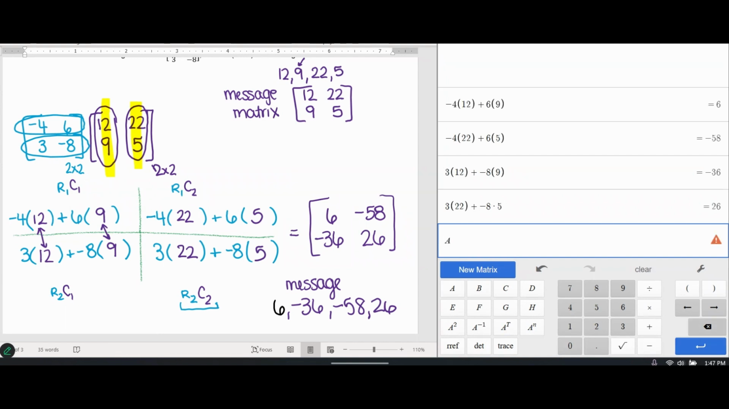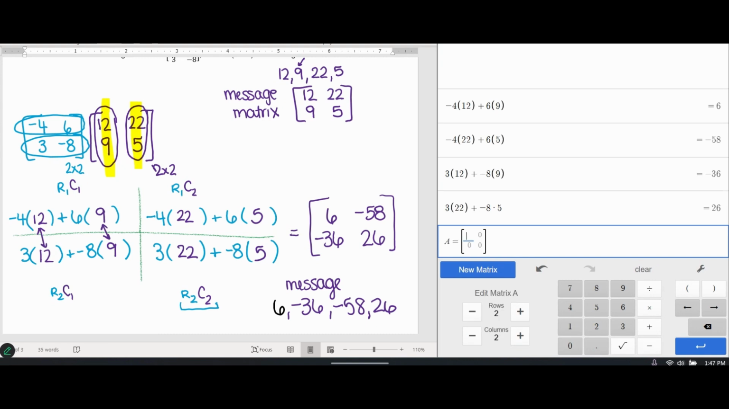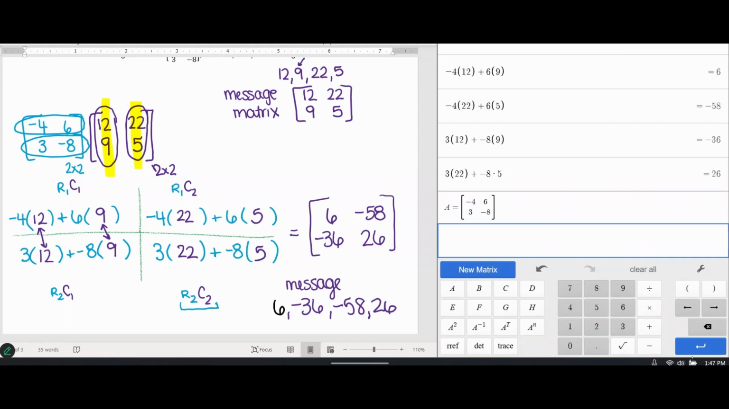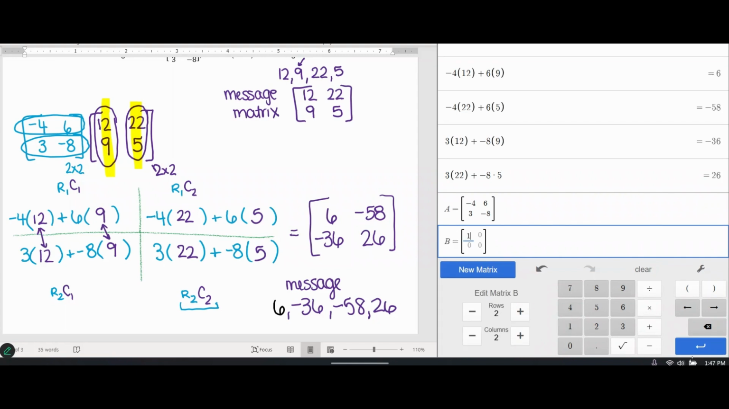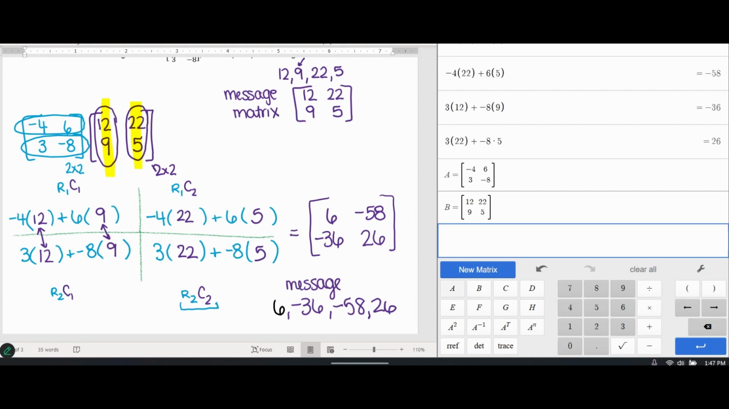So A was our new matrix, our coding matrix of negative 4, 6, 3, negative 8. Then we need another new matrix for our message matrix, which was 12, 22, 9, 5. And double checking A times B gets us the exact answer that we just had, which means we have successfully coded our message. And this is what you would give for your answers for our coding.